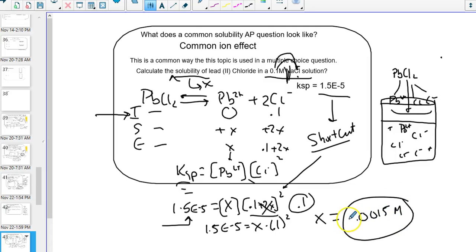Now, you should realize that if this was just a 0, then this should be bigger, because there's more room. But with this guy being in there, my solubility goes down. So I'm less soluble in a solution that already contains some chloride ions.